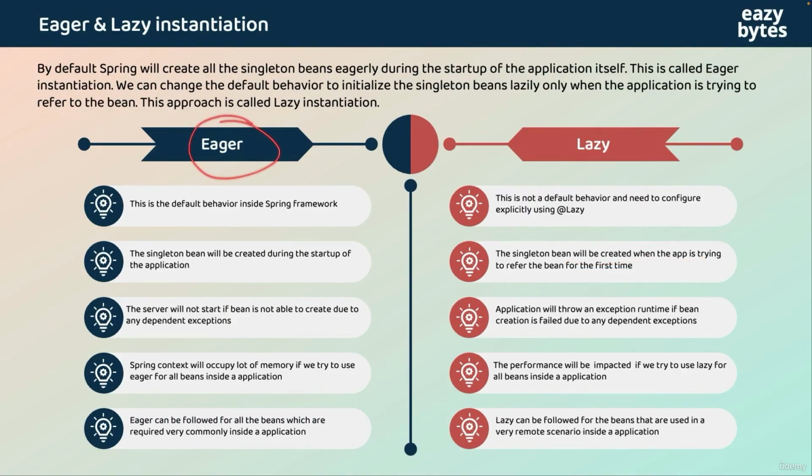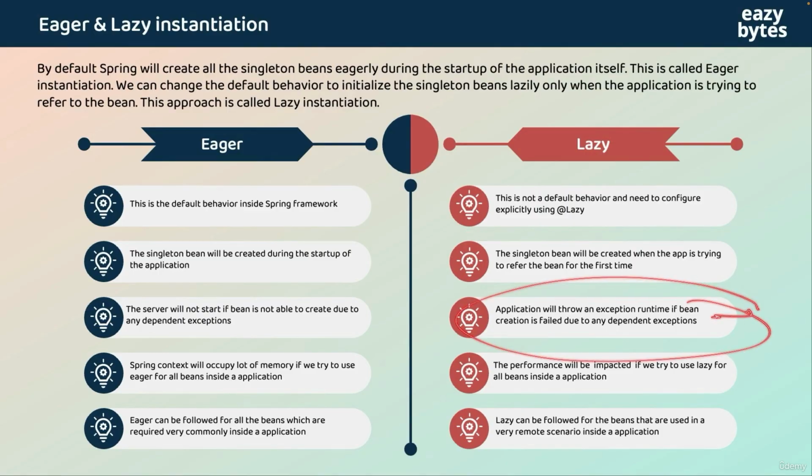When we are using eager initialization, the server will not start if a bean is not able to be created due to any dependent exceptions. Whereas with the lazy setup, your server is going to start successfully, but the application will throw the exception at runtime if the lazy bean fails to be created due to any dependent exceptions. So this is a very important point that you need to consider. If there are some critical beans inside your application, you need to mark them eager. With the help of eager, your application startup itself is going to fail and you can react very quickly. Whereas low priority beans or remote scenario beans, you can mark them as lazy.